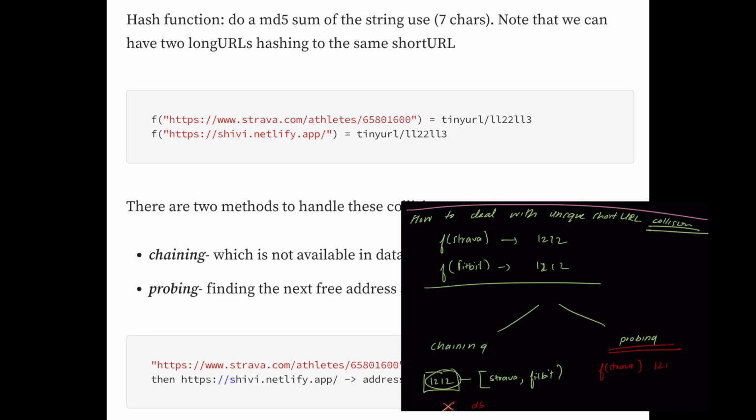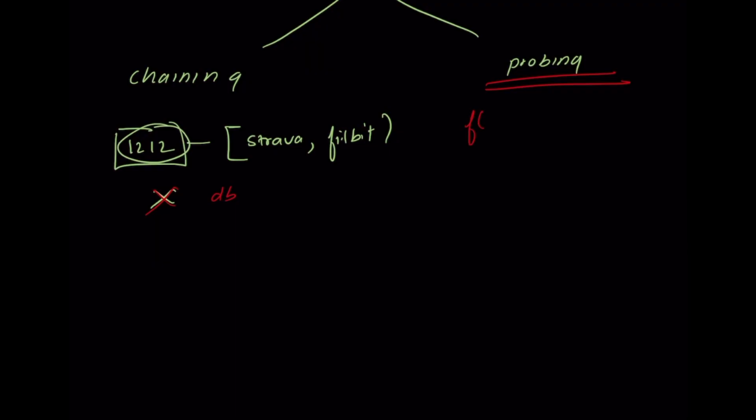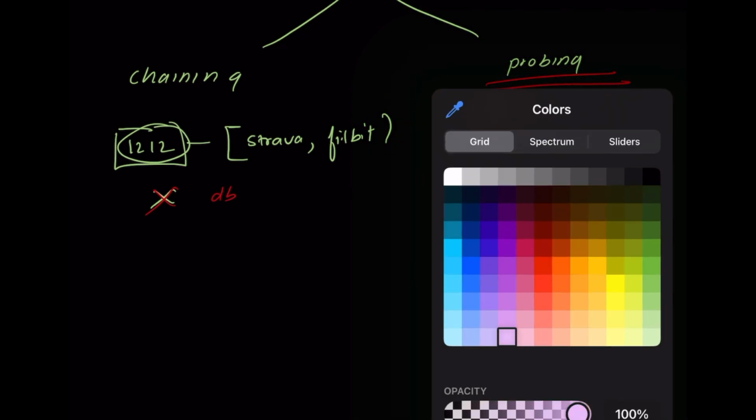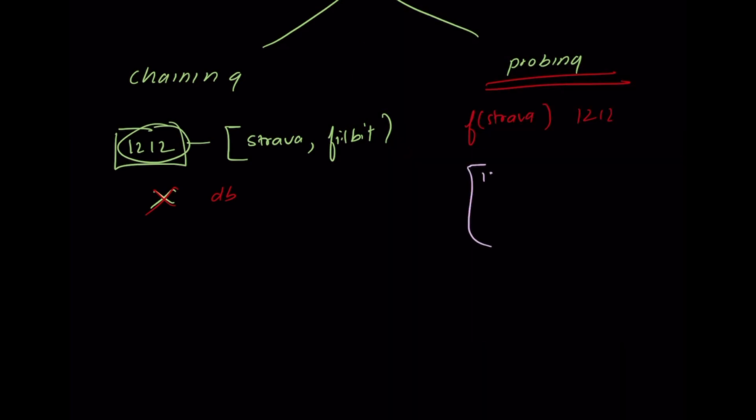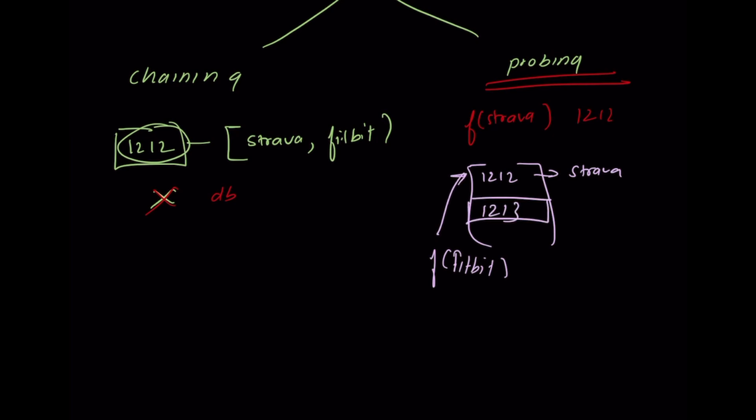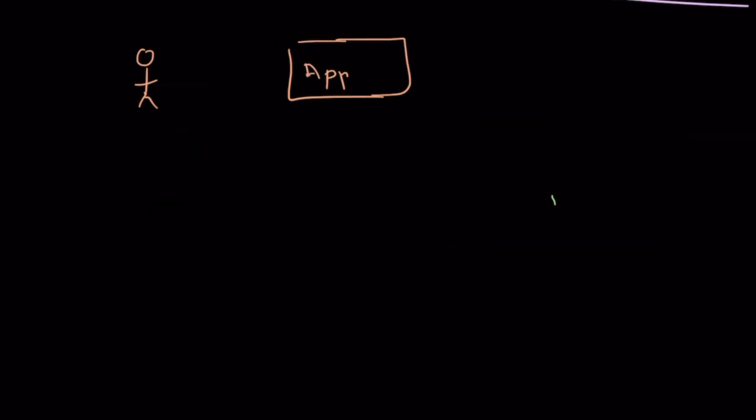So what we have to do is probing. What is that? Supposedly, if Strava comes first, it finds itself as 1 2 1 2, and then in the database, it would look like this: 1 2 1 2 Strava. Now, when Fitbit comes, it sees that this is taken, but the next one, 1 2 1 3, is not taken, so it will add itself there. It finds the next available, moves on sequentially, and adds itself.